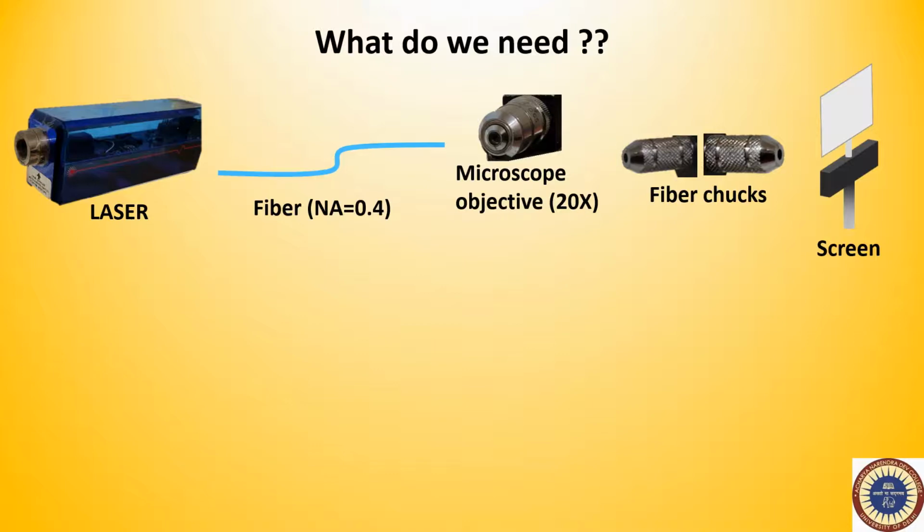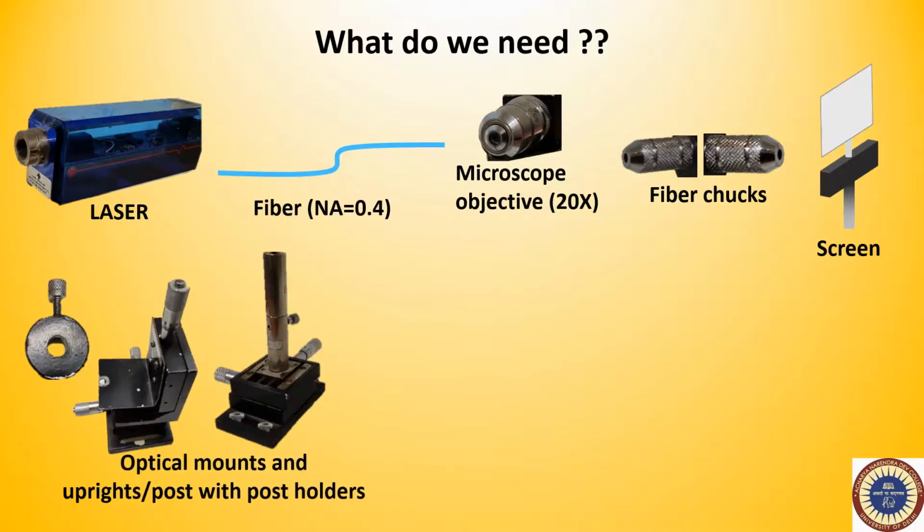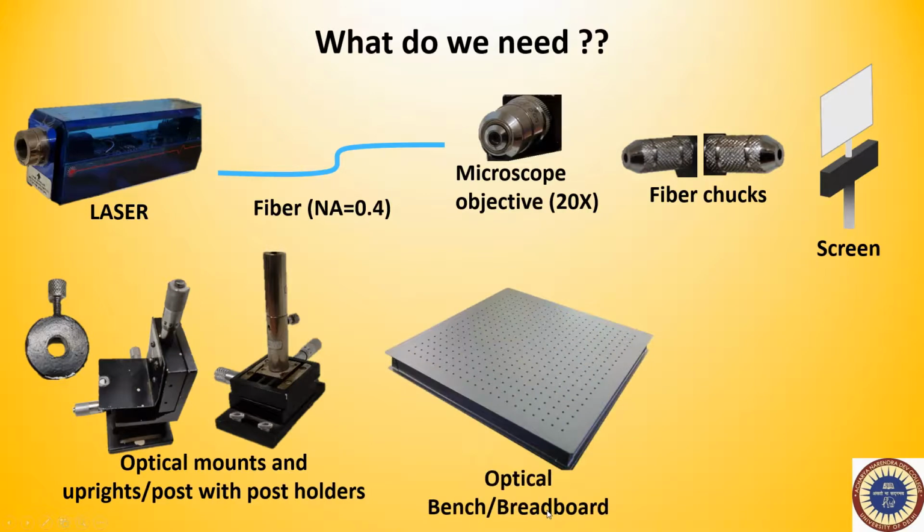Now to support these components, we need optical mounts and uprights. These are the mounts and uprights used here. Technically, uprights are also called posts with post holders. Height of the upright can be adjusted with this, and this platform can be moved horizontally in the XY direction using these micrometer screws. Finally, an optical bench or optical breadboard is required to fix all the above mentioned components.